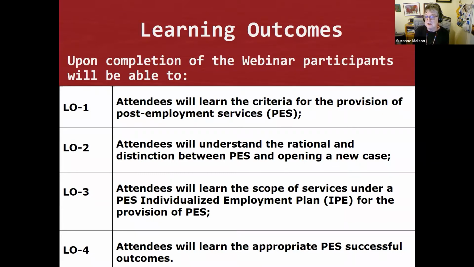So today, the learning outcomes, what we're looking at, hopefully that all the participants will be able to, number one, learn the criteria for the provision of post-employment services, and we use the acronym PES. Number two, understand the rationale and distinction between post-employment services and opening a new case. And number three, learn the scope of services under post-employment services, the individualized employment plan for the provision of post-employment services. Boy, that one's kind of awkward. Sorry about that. And number four, attendees will learn the appropriate post-employment services successful outcomes.